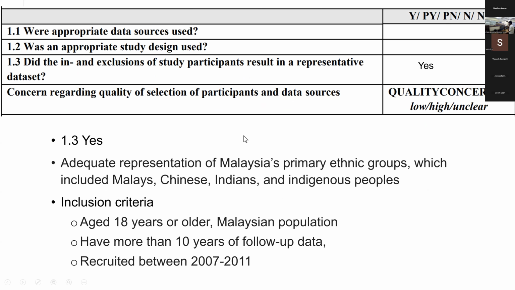And the third question was, did the inclusion and exclusion criteria of study participants result in a representative data set? For this, I have given a yes because within Malaysia, they have made sure that there is adequate representation of multiple ethnic groups, including the Malays, Chinese, Indians, and the indigenous peoples. And the inclusion criteria was also fair enough. Anybody aged more than 18 years without any prior cardiovascular risk was eligible to be part of the study.